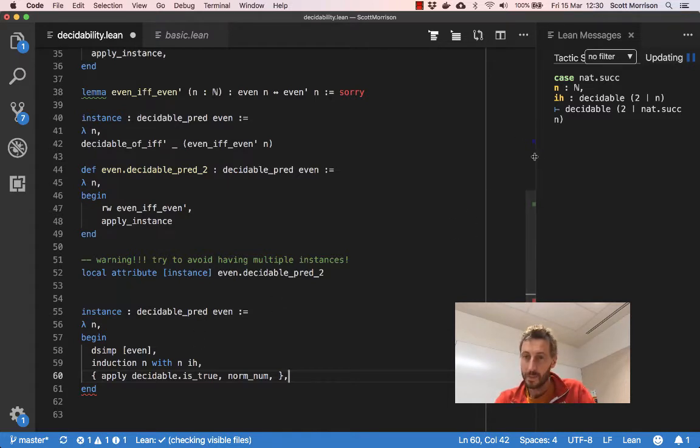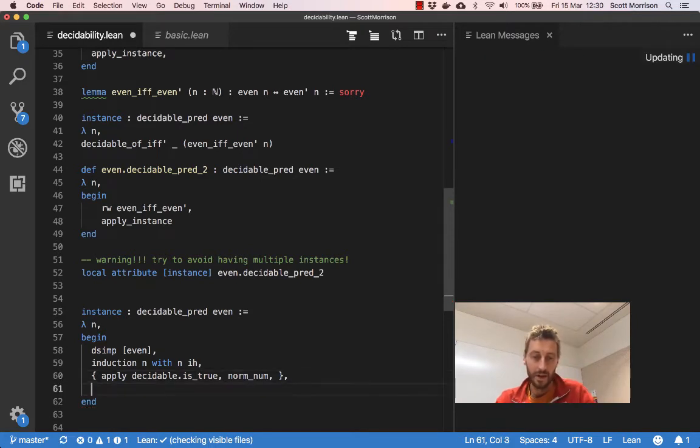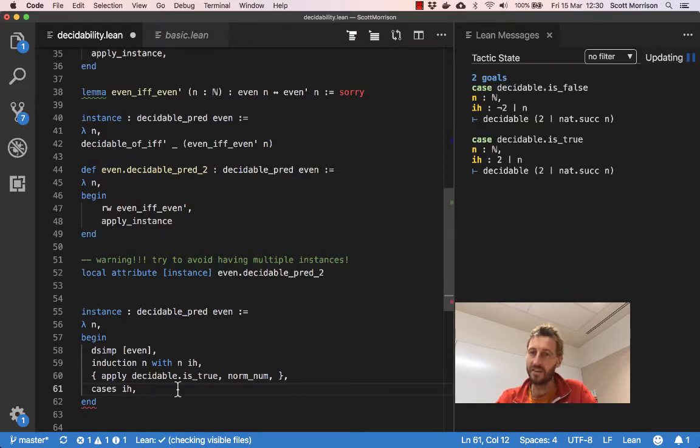So now we've got some natural number, and we know that it's decidable whether 2 divides n. Our job is to show that it's decidable whether 2 divides n plus 1. But at this point, we can just use our friend cases on the induction hypothesis, because that either says it's not the case that 2 divides n, or it is the case that 2 divides n.